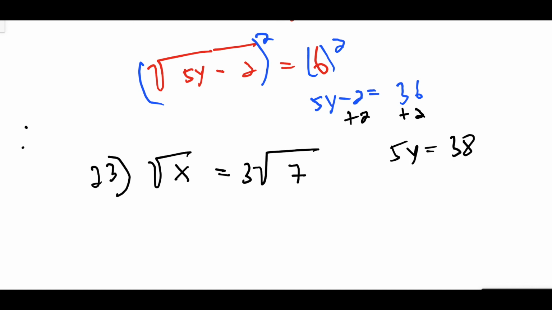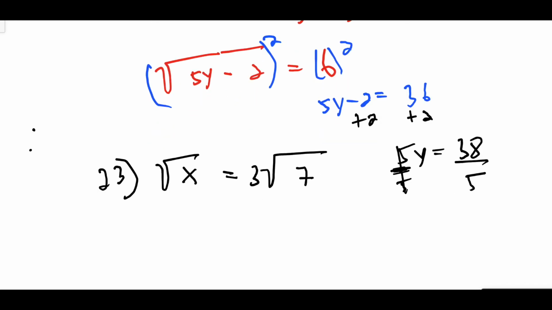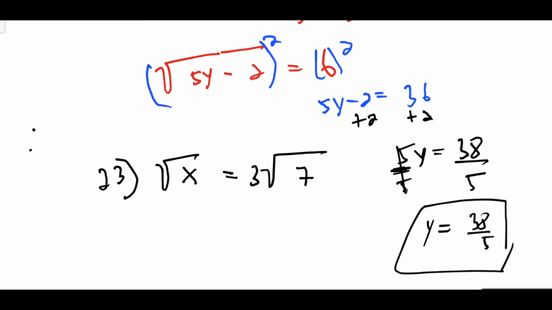38. What'd you get? Wait, you still didn't power up. You're almost there. I see ya. There you are. Okay, let me see. 21. 38 over 5. Y is equal to 38 over 5. All right. Next. I want to hear some sounds.